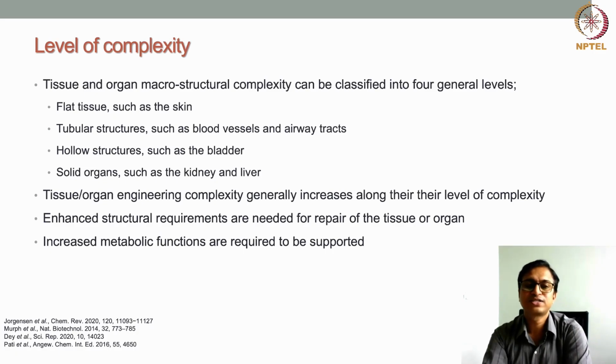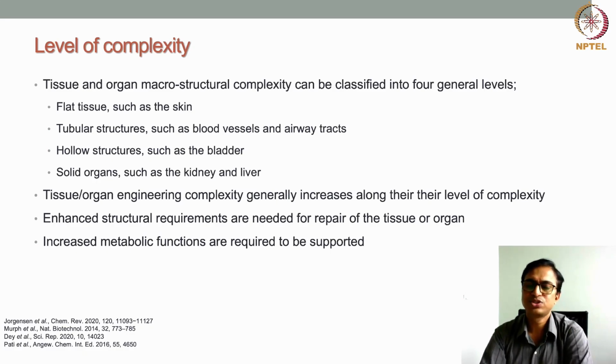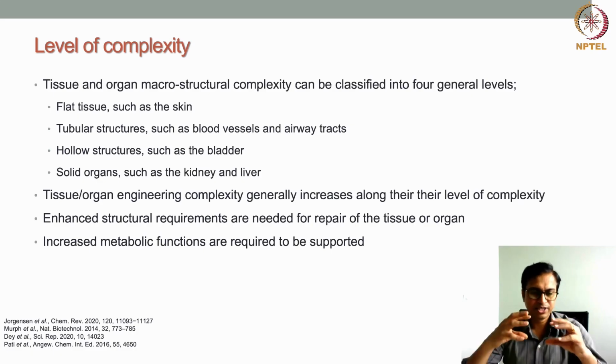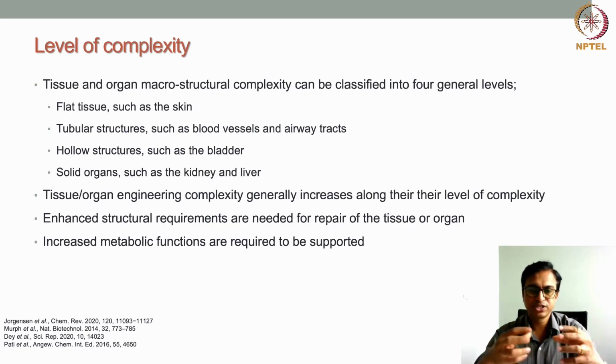The very first thing that will come, the flat tissues, will fall into the lower or simpler level of complexity, such as skin and other tissues. Those are mostly flat tissue structures with a relatively simpler structure. Then the next level is the tubular structures, something like blood vessels and airway tracts, where the complexity is also not very high, but they have a typical macrostructure, a tubule-like structure.